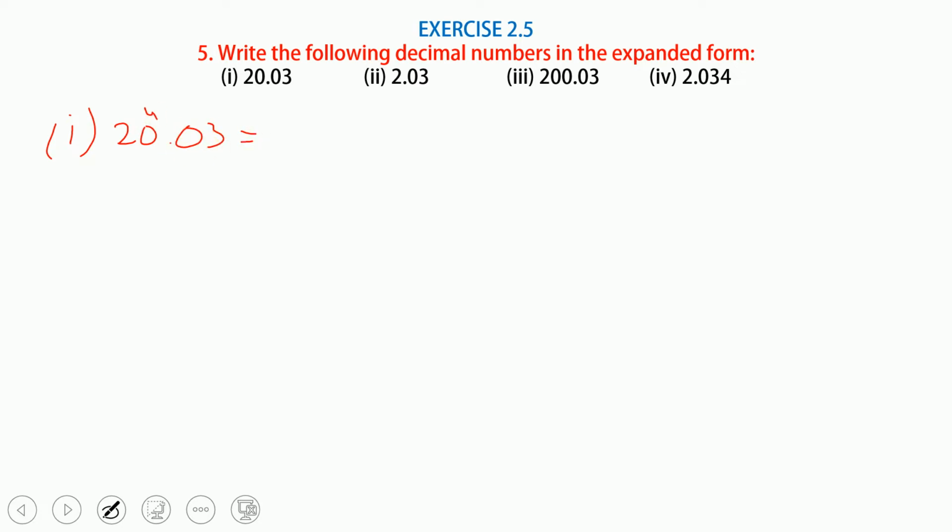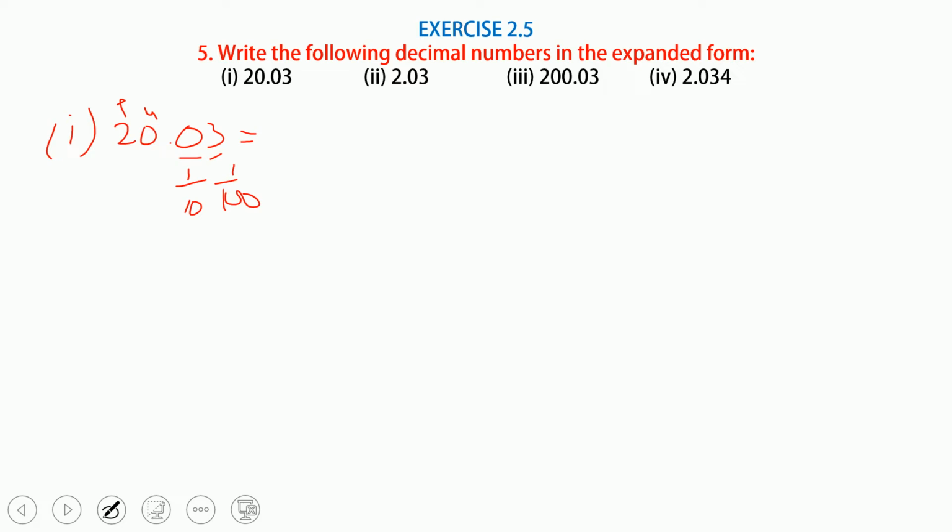Here it is the unit place, this is the tens place. Now which place is this? It is the 1 upon 10 place. The 3 is in the 1 upon 100th place. Correct? That is the hundredth place, and that is the tenth place, like that. So how will you write it?